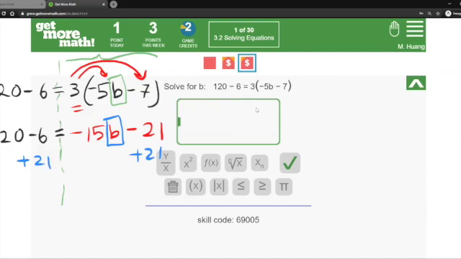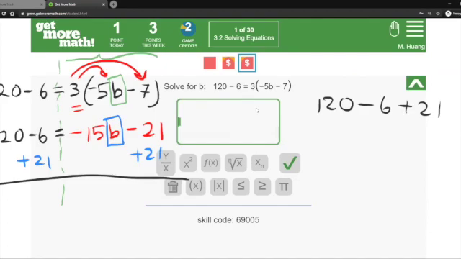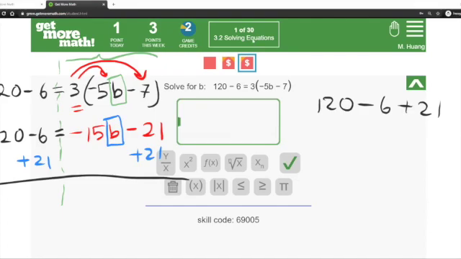That's totally okay if you want to do it this way. But now what's going to happen is on the left side, you have 120 minus 6 plus 21. That's what it shows. So you just have 3 numbers. So we punch that into a calculator, 120 minus 6 plus 21, we have 135, okay, equals to negative 15b.